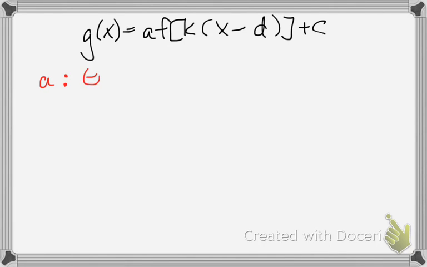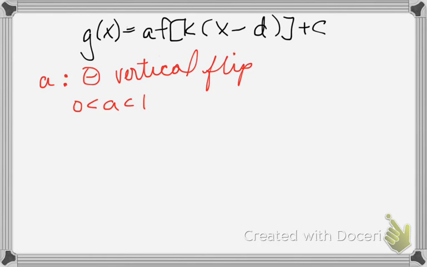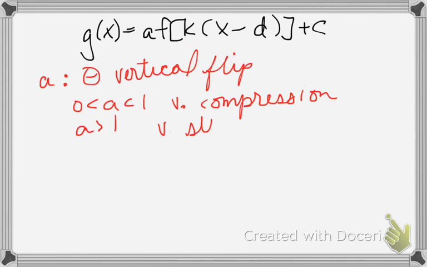If the A value is negative, this causes a vertical flip, or a vertical reflection, you can call it as well. And if A is between 0 and 1, this is considered to be a vertical compression. Okay, and if A is greater than 1, this is a vertical stretch.